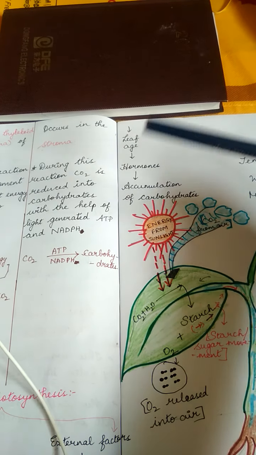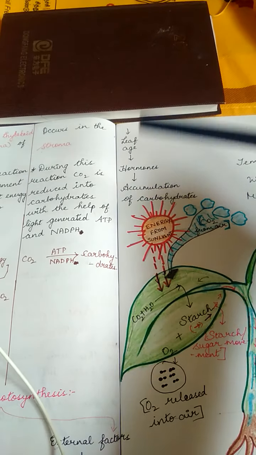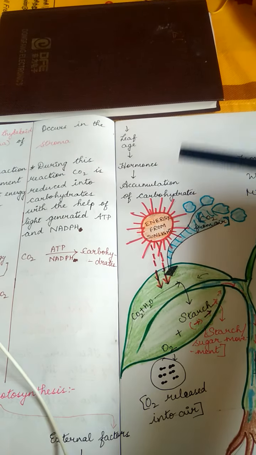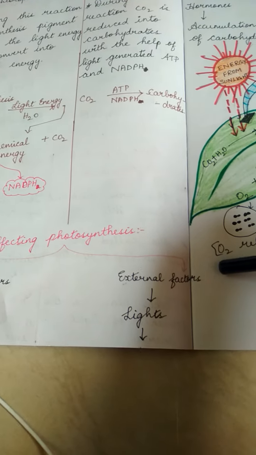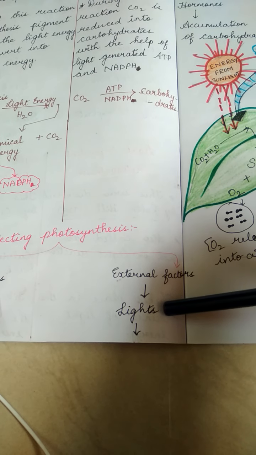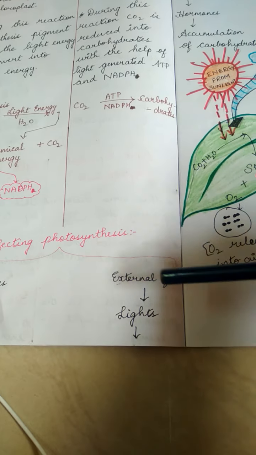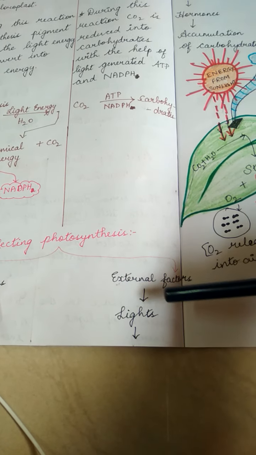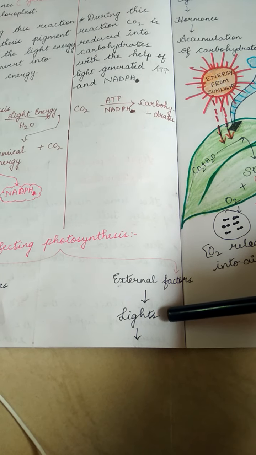That is, the food which was prepared in the previous photosynthesis may get accumulated in the leaves, and that may affect the preparation of food further. Coming to external factors, the first is absolutely the light. Light is a major factor which is very, very important for the preparation of food, so this acts as the major external factor affecting photosynthesis.